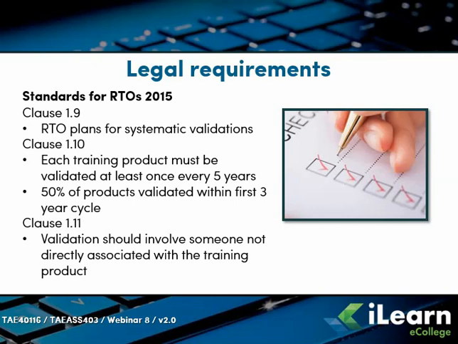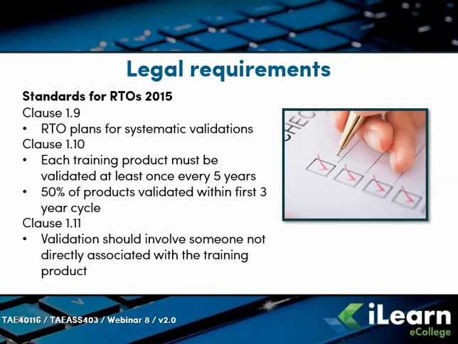The next clause follows on from the previous slide as well. So conducting annual validations, it's not a legal requirement. However, validating training products every 5 years is a legal requirement. This 5-year cycle would usually begin from the time the qualification is on your RTO scope of training and assessment. Further, 50% of all of your training products must be validated within the first 3 years of the 5-year cycle. It might be simply easier to conduct annual validations of your documents to demonstrate compliance with ASQA and also for continuous improvement purposes.